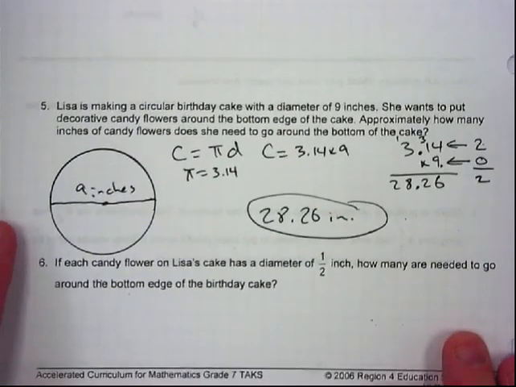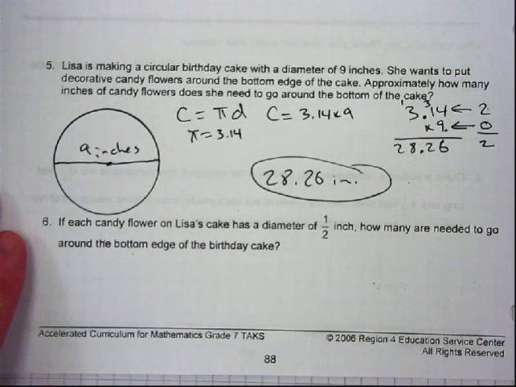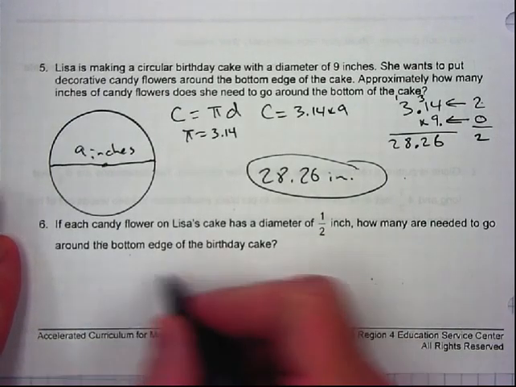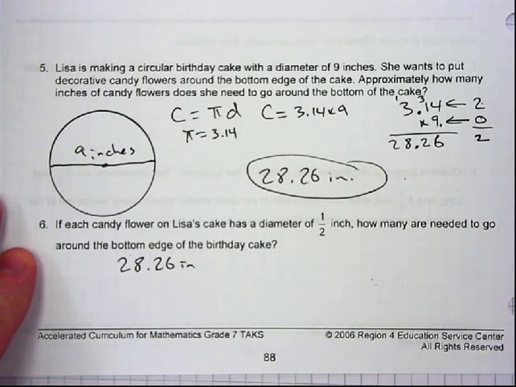Problem 6 picks up where problem 5 left off and says, if each candy flower on Lisa's cake has a diameter of ½ an inch, how many are needed to go around the bottom edge of the birthday cake? Well, we know the bottom edge of the birthday cake is the circumference, and it equals 28.26 inches. If we want to find out how many ½ inches are in that length or that distance, that's a division problem. We're breaking up that circumference into ½ inch sections, or dividing it into ½ inch sections.